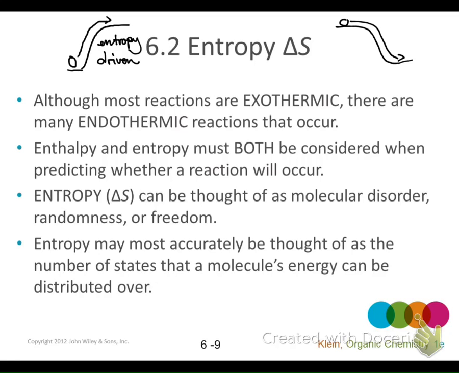Now, it says entropy could be thought of as molecular disorder, randomness, or freedom, and this is possibility of states, availability of states. That's the freedom part, okay? So you notice he covered all his bases there. But entropy may most accurately be thought of as the states the energy can be distributed over. It's availability of states.